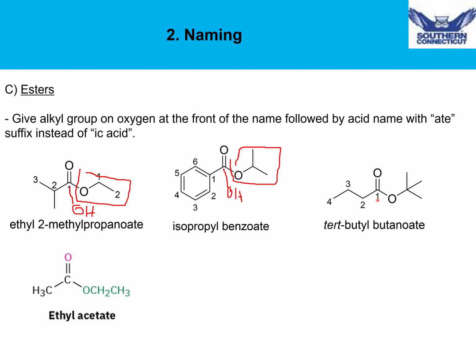The next example has a tert-butyl group on the ester, so that goes in front, tert-butyl, followed by 1, 2, 3, 4 carbons, so that is named butanoate. This last simple example has an ethyl group on the oxygen of the ester, so it's named ethyl, and then the rest of the molecule is named acetate, since it comes from acetic acid.